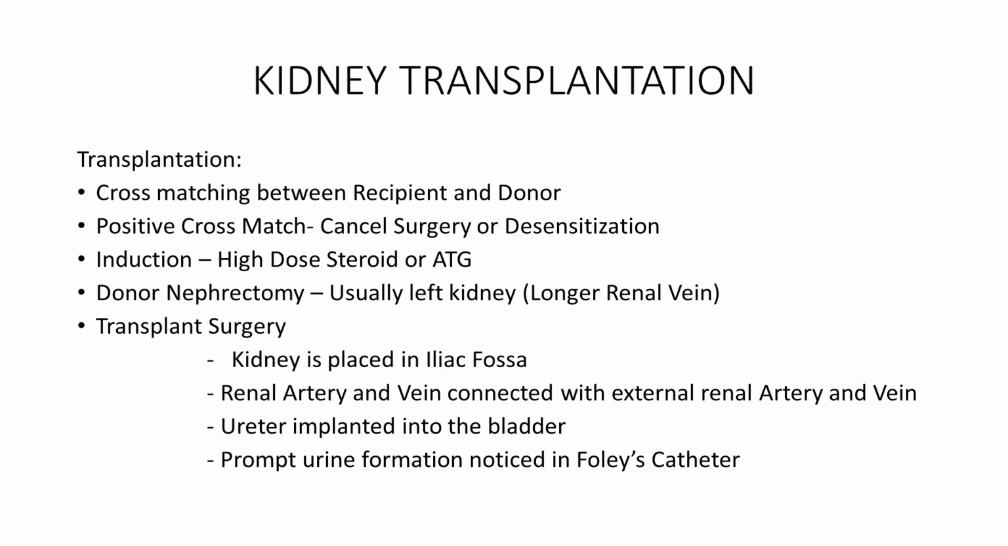Transplant surgery: the kidney is placed in the iliac fossa. The renal artery and vein are connected with the external iliac artery and vein. The ureter is implanted into the bladder, and there is instant, prompt urine formation, in fact on the operation theater table, and that is a good sign that the patient is producing urine once the kidney is transplanted.